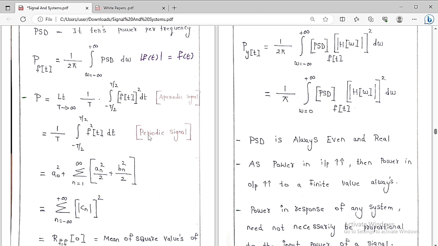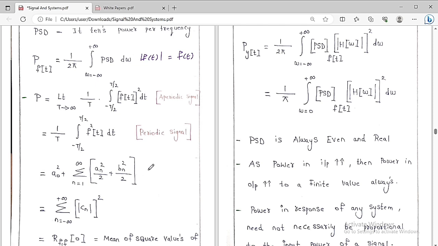Suppose the Fourier series is given in the trigonometric form for a periodic signal. Listen carefully: what is the power we need to figure out? I've already told you the Fourier series is applicable only for periodic signals, and all periodic signals are power signals. Power signal means the energy is infinite and the power is finite. So how to get the value? P is equal to a naught square plus sigma n is equal to 1 to infinity a n square by 2 plus b n square by 2. This is the point you have to remember.